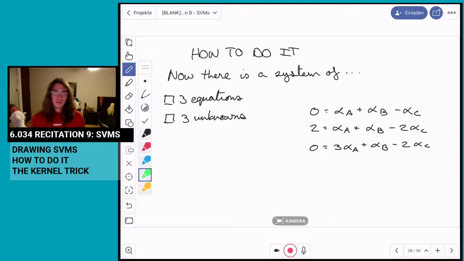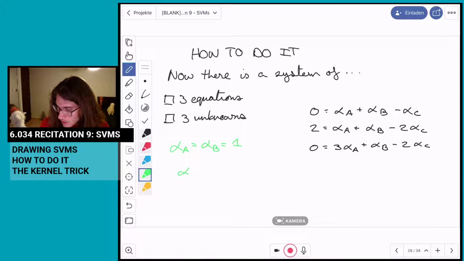This is a system of equations that you can solve. And I encourage you, if your algebra is a little bit rusty, to try solving the system of equations on your own. I'm going to give you the answers so that you can verify later. I'm not going to solve them myself because I'm already past the hour and I still have other material to cover, so I don't want to take 2 hours in this recitation. But the solution is alpha A is going to be equal to alpha B, and it's going to be equal to 1. And then alpha C is going to be equal to 2.